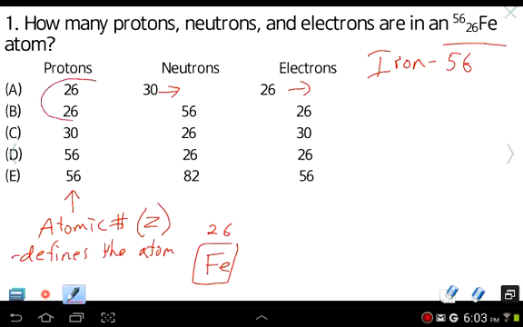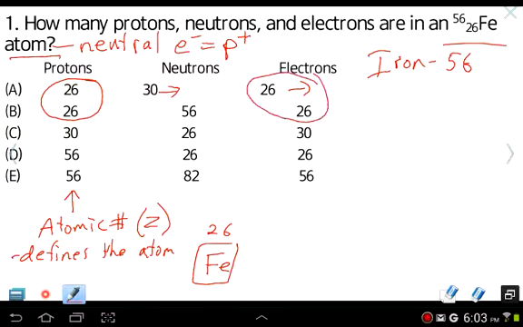So these are correct. Now, for the electrons, if you have a neutral atom, and here it says that we have an atom of iron, by definition atoms are neutral. And if it's neutral, then we have the same number of electrons as protons. So electrons equal protons for a neutral atom, which means we also have 26 electrons, and that matches up. The third thing then to determine is the number of neutrons.